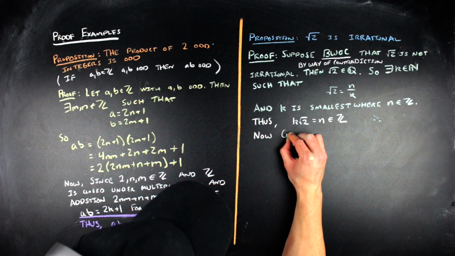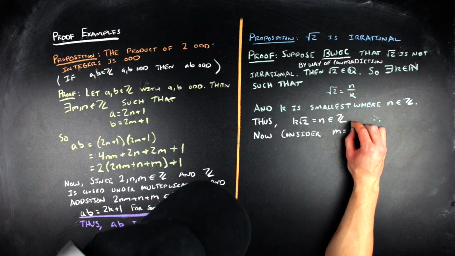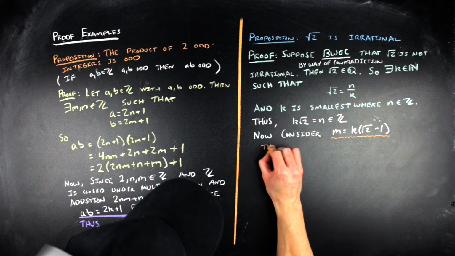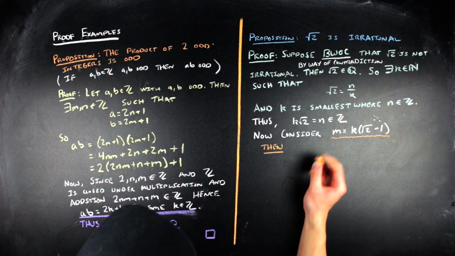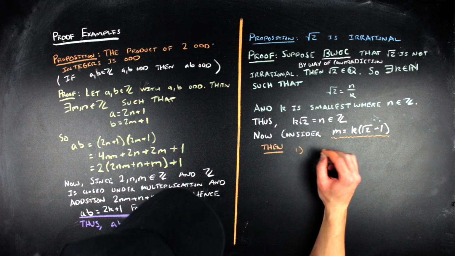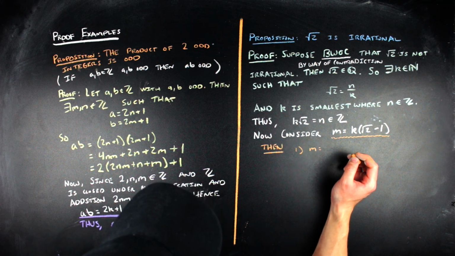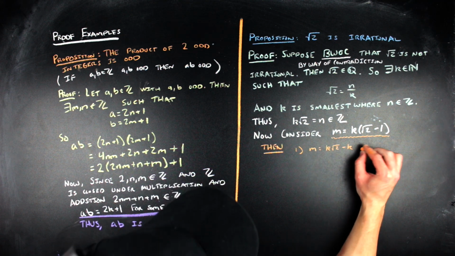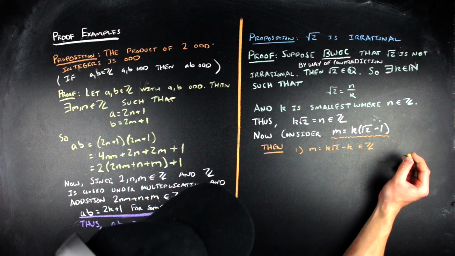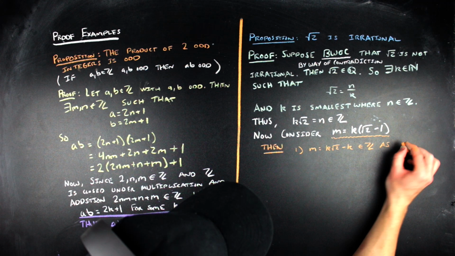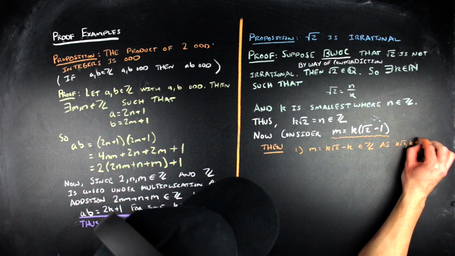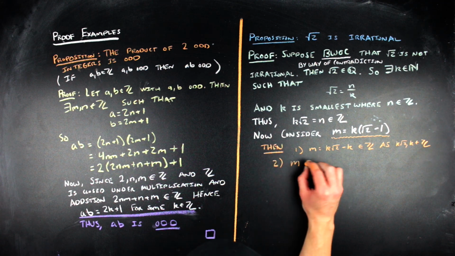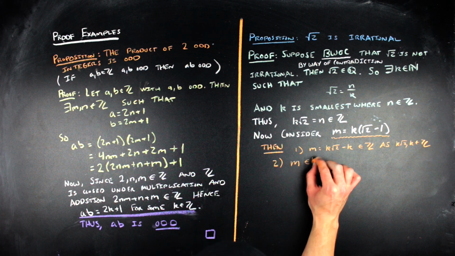So, if we go ahead and consider m is equal to k times the quantity square root of 2 minus 1, what ends up happening is we can go ahead and start observing properties about this m value that we wanted to consider. So the first thing to notice is that when we go ahead and multiply m out, we get m is equal to k root 2 minus k. Since k root 2 is an integer and k is an integer, we know that k root 2 minus k is also an integer, because again, integers are closed under addition and subtraction. So you can add or subtract any two integers and get an integer out.